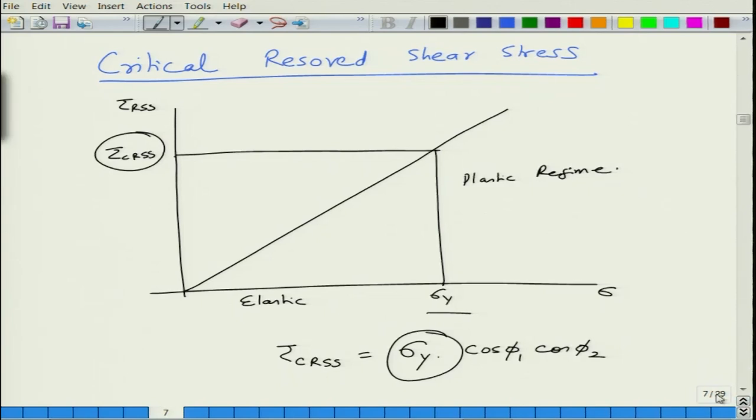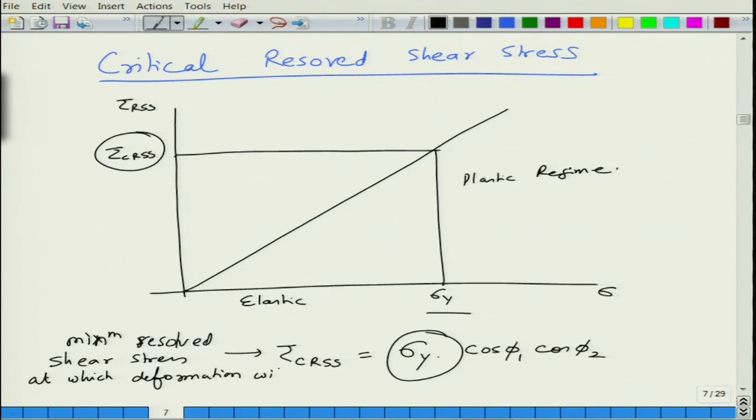So essentially, critical resolved shear stress is the minimum value of resolved shear stress at which deformation will begin. If the resolved shear stress is less than tau CRSS corresponding to yield stress, you will be in the elastic region, and you will not have any deformation whatsoever.